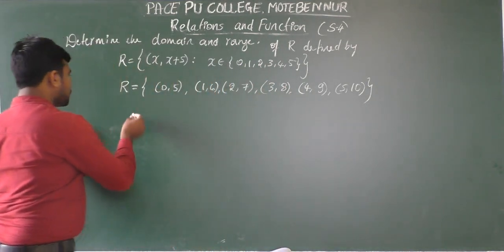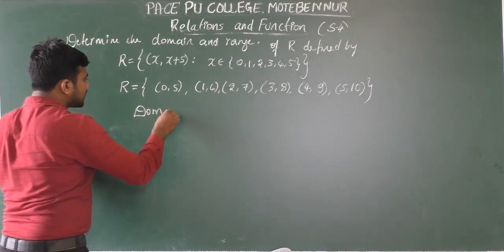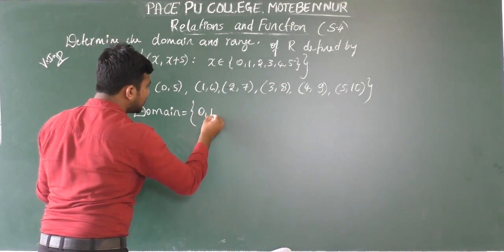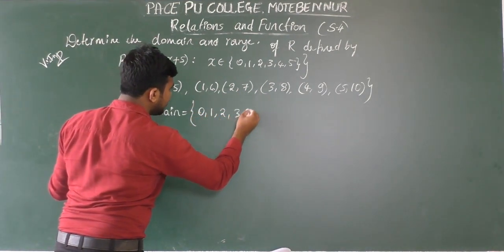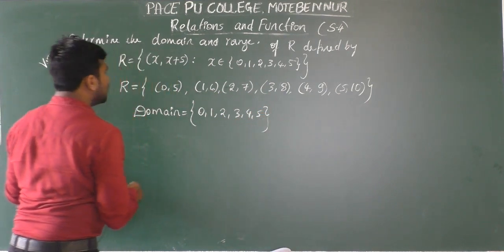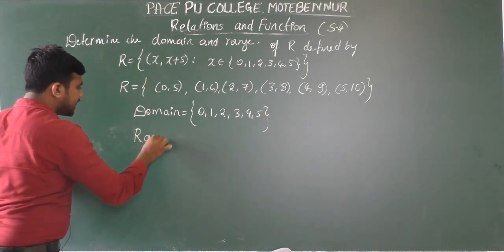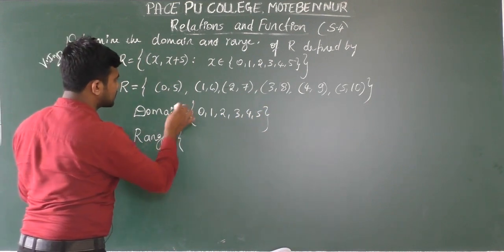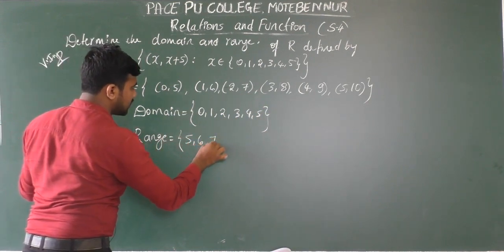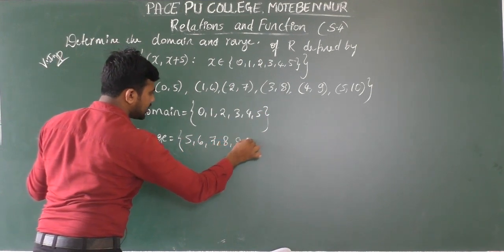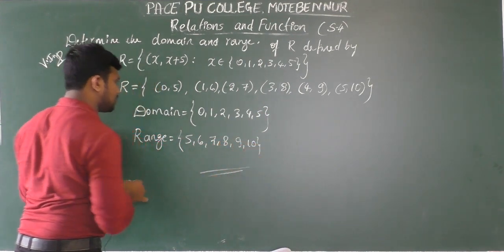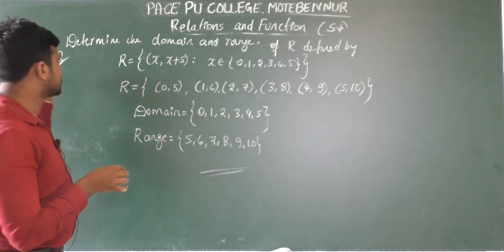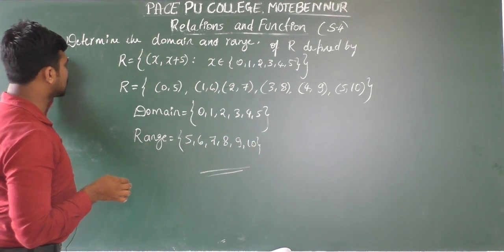Now, what is the domain? Domain is nothing but the set of all first components of the ordered pairs. It is 0, 1, 2, 3, 4, 5. Range is nothing but the set of all second components of the ordered pairs. That is 5, 6, 7, 8, 9, 10. Like this, you got the answer for this question. I hope you understood this question. Very easy question, right?